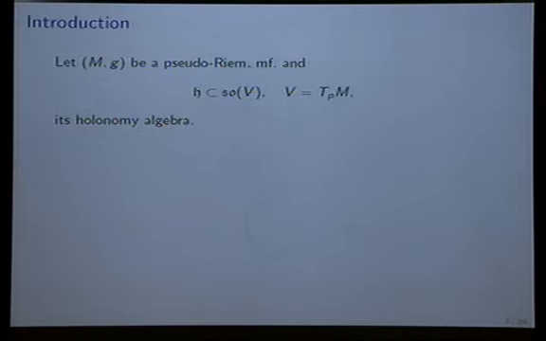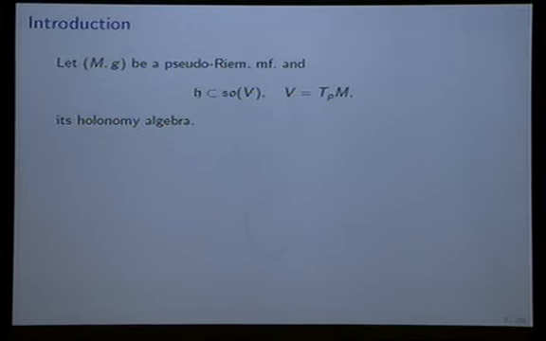So I start by recalling some basic notions which are important in this context. We consider a pseudo-Riemannian manifold, so a Riemannian manifold, but we do not insist on positive definiteness of the metric, and denote by H its holonomy algebra. I recall for you that the holonomy group is the group which you obtain if you consider parallel transport along closed curves in your manifold.